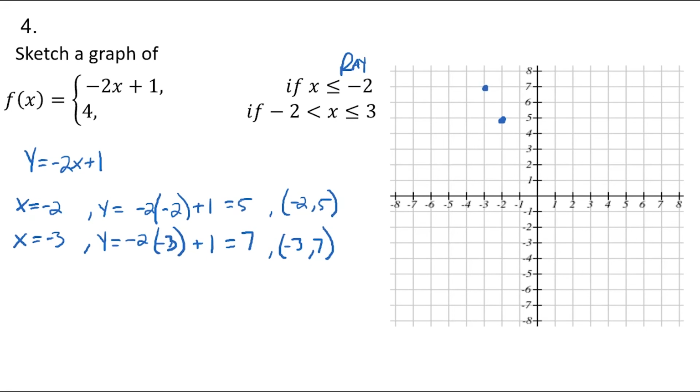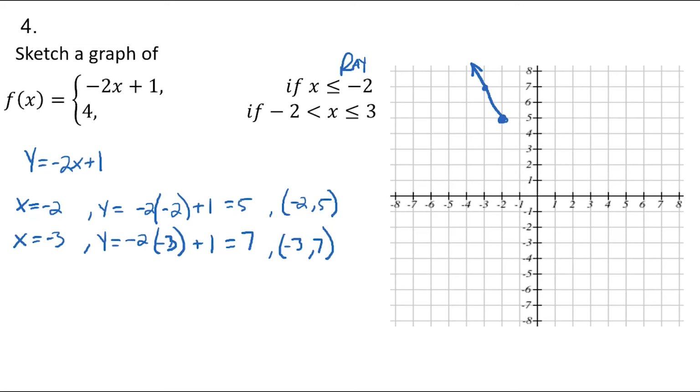Starting from negative 2, remember all our x values are going to be less than negative 2, so everything goes in this direction, and this will continue on to infinity. So we put an arrow there. There's our ray. Because it says less than or equal to negative 2, that's why I have this solid dot here at negative 2, and we want to include all the points on there.